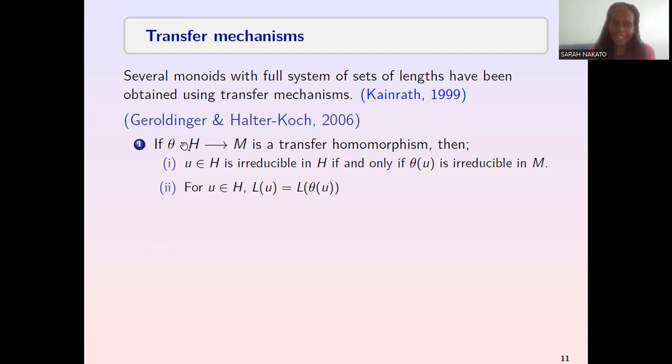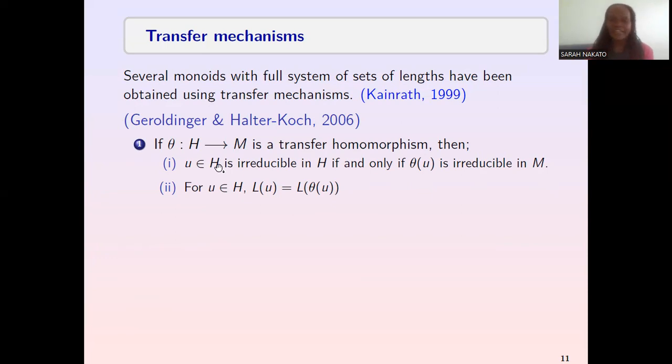In particular, if theta from a monoid H to M is a transfer homomorphism, then u in H is irreducible in H if and only if its image is irreducible on the other side in M. So in other words, transfer homomorphisms preserve irreducibility. Similarly, the set of lengths of an element u in H is exactly the set of lengths of the image of u, on the other side in M. So those are transfer homomorphisms.